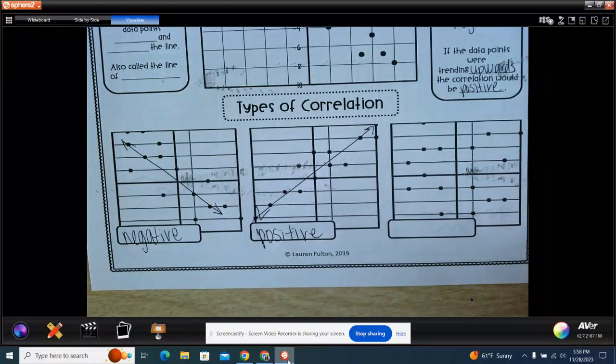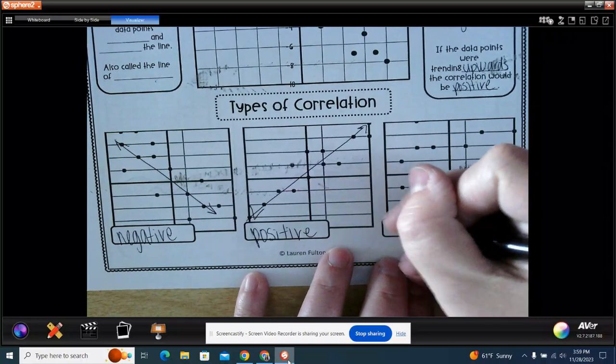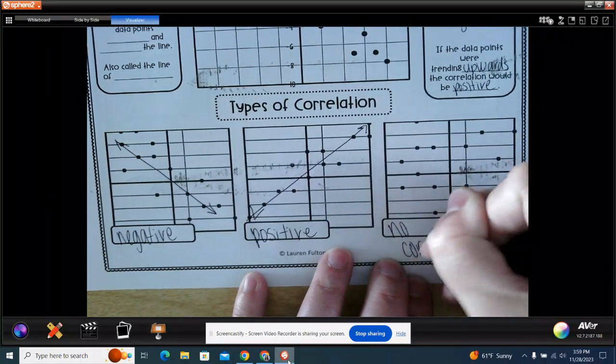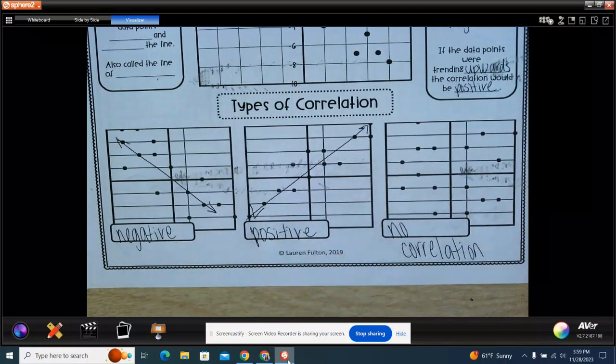And then this third one, the dots are all kind of spread out randomly. This is called no correlation, which means the image and the data points do not go together.